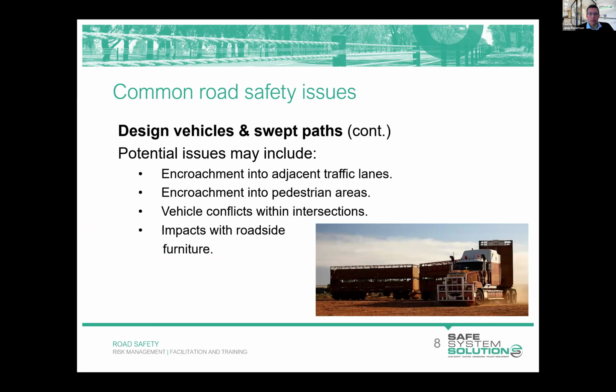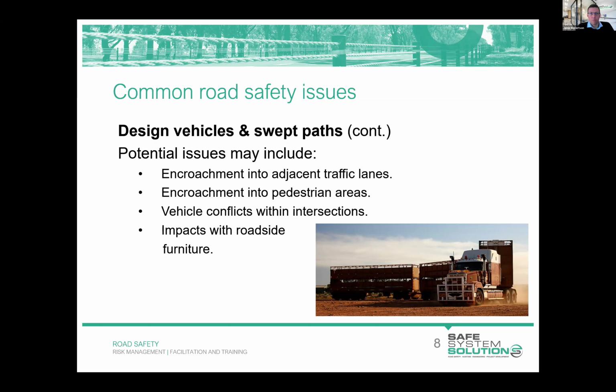So what does it mean if we do get that wrong? Some of the issues are listed there. We get large vehicles encroaching areas that they shouldn't. That might be into adjacent traffic lanes, perhaps for sideswipe crashes. Perhaps they'll cut the corner and encroach a pedestrian area. There might be conflicts between concurrently turning vehicles, and a telltale sign of there not being enough space is impacts with roadside furniture or curbs. You can see damage or tyre marks, knockdown signs, and so on.